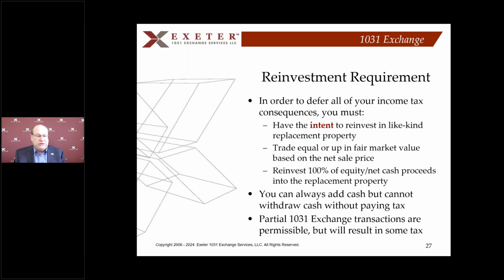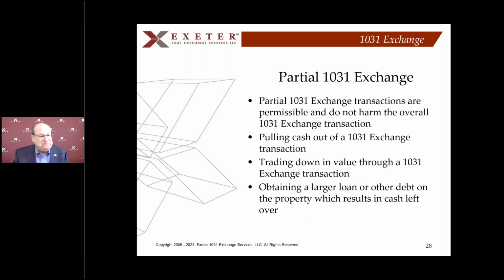It's not the cash or equity. It's not your profit. It's the top line. So the government's really taken the position that you own this asset worth about net 4.7, 4.8. And as long as you remain fully invested at that level, they let you defer all of the taxes. We'll talk in a minute about partial exchanges or trading down in value. So the two requirements there are trade equal or up in value and reinvest all of your equity. If you pull equity out, it will be taxable. You can always put more cash in, but you can't pull cash out unless you want to pay tax.